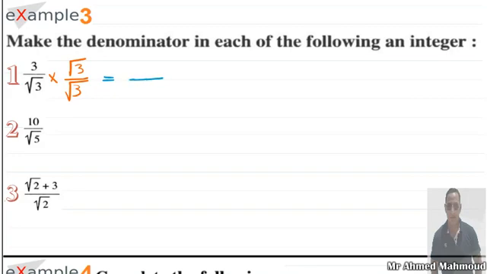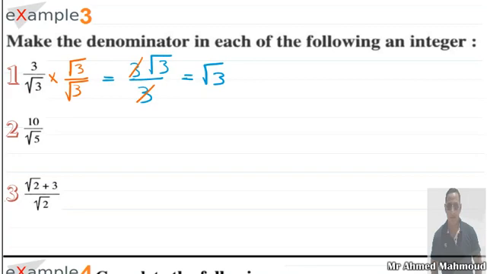I'm going to make a fraction, a dash like this. 3 times root 3 equals 3 root 3. And root 3 times root 3 equals 3. Then I'm going to cancel 3 with 3. 3 over 3 equals 1. Then it will be root 3.